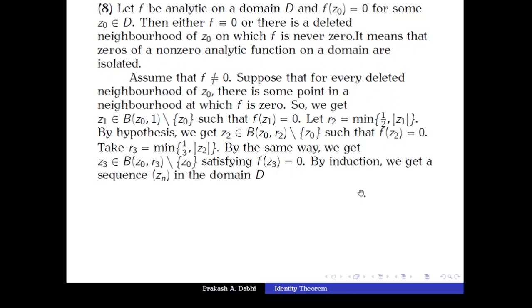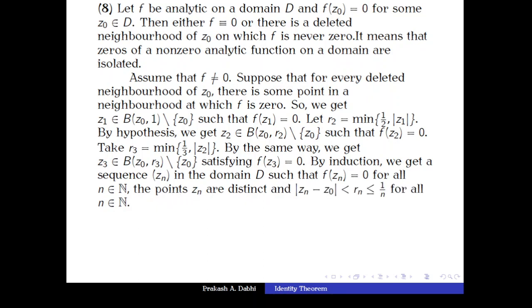So by using induction, what do we get? We get a sequence Zn in a domain D, such that f of Zn equals 0 for all n. This is the sequence we get. Let us see also, as I said, the points Zn are distinct. And the third condition is that |Z3 minus Z0| is less than R3, and R3 is less than or equal to 1 by 3.